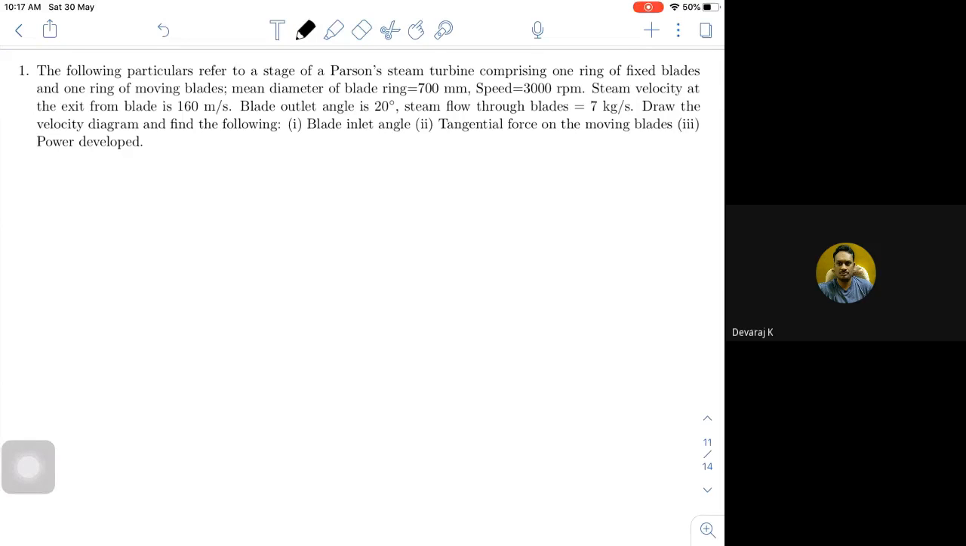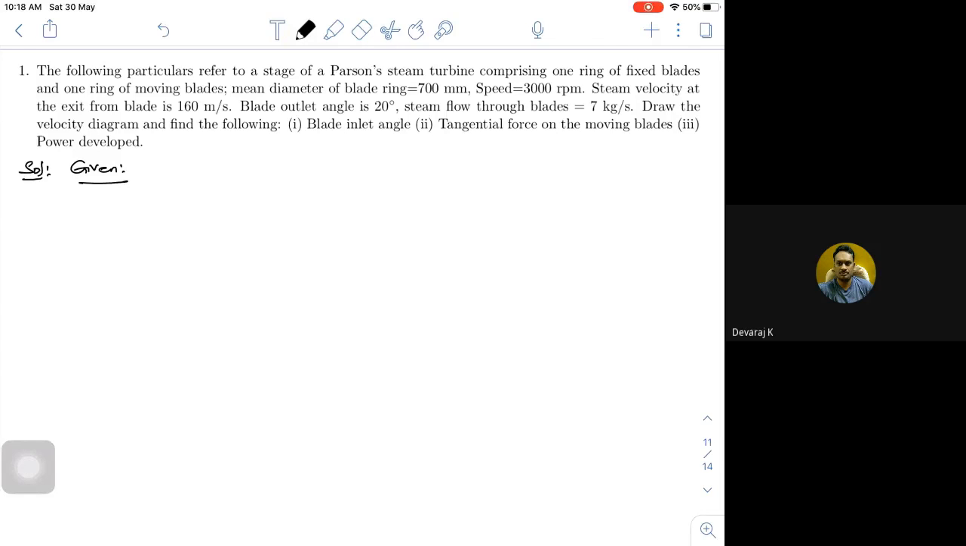Draw the velocity triangles or velocity diagram and find the following: blade inlet angle, the tangential force on the moving blades, and the power developed. Okay, this is the problem statement. Let us write the data that is given.